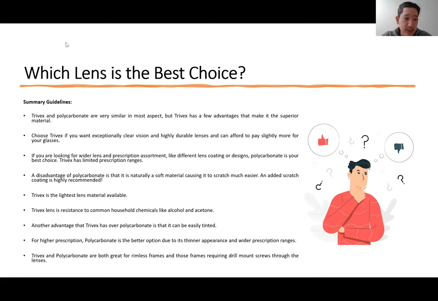Trivex is also resistant to common household chemicals like alcohol and acetone, right? So if you mistakenly grab alcohol or acetone to clean your lens, which we should not do, Trivex will not easily get damaged as compared to other lens materials, like the polycarbonate lens, which is a material that does not like those harsh chemicals. Another advantage that Trivex has over polycarbonate is that it can easily be tinted, right? If you're working in a lab, you probably know that a polycarbonate lens, although it can be tinted, is going to be more challenging as compared to a Trivex.